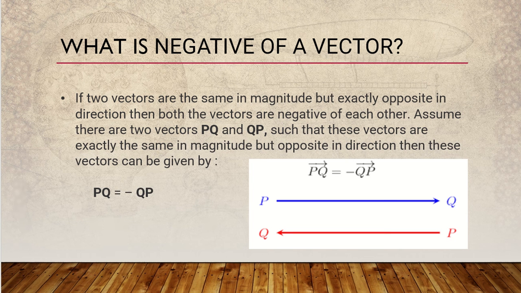You can observe in the image there is a vector PQ and another vector which is exactly opposite in the direction of PQ, that is QP. So you can write it as vector PQ equals negative of vector QP. So this negative vector is known as negative of vector QP.